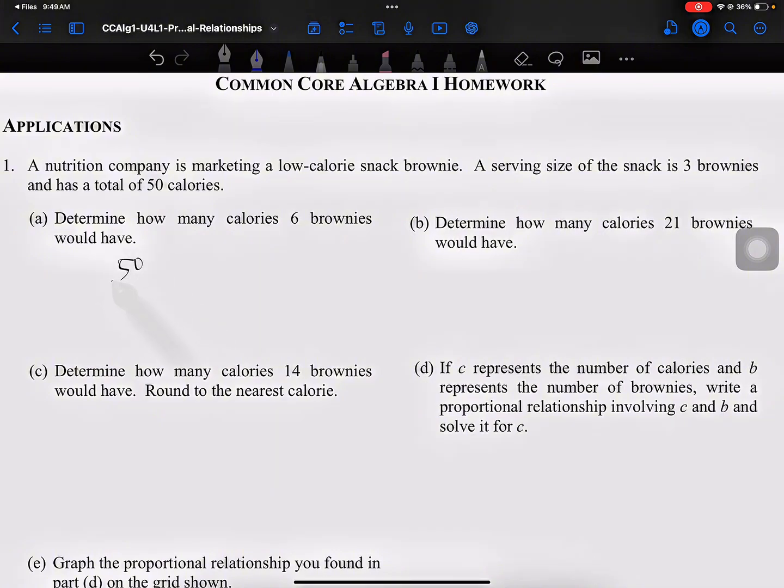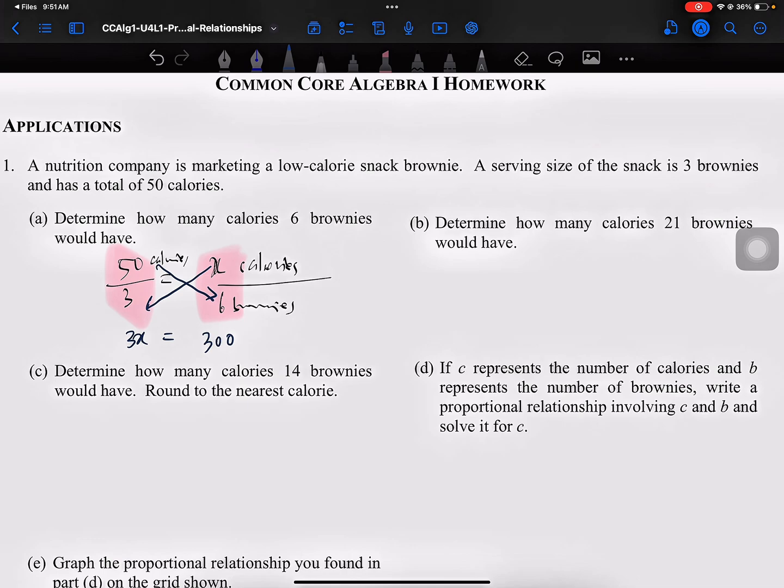So 50 over 3, calories, equals X calories over 6 brownies. The calories increase at the same rate as the brownies. So we will write two equivalent ratios. This part is known, and this part is unknown.